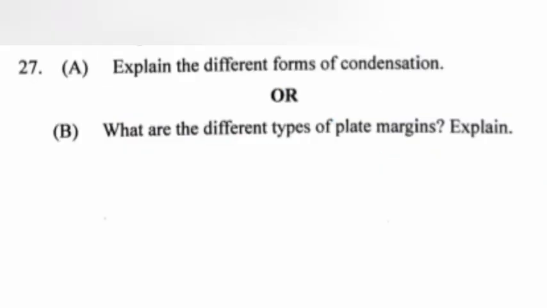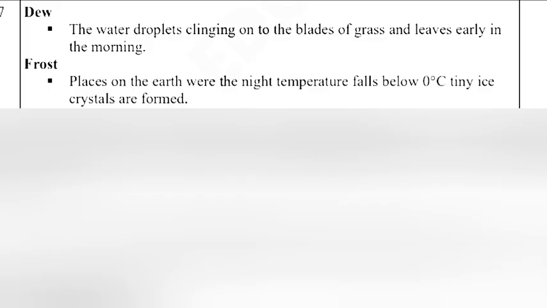20a. Explain the different forms of condensation. Answer: Dew, the water droplets clinging on the blades of grass and leaves early in the morning. Frost, in places on the earth where the night temperature falls below 0 degrees Celsius, tiny ice crystals are formed.